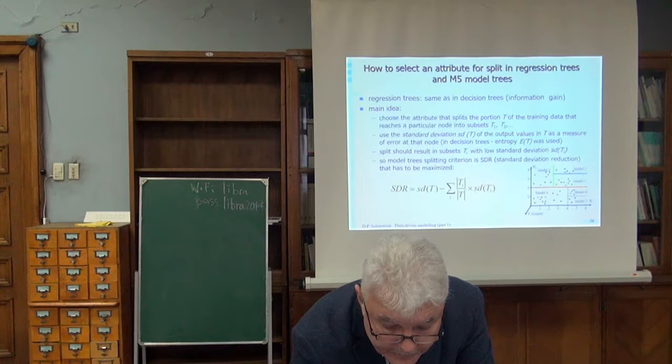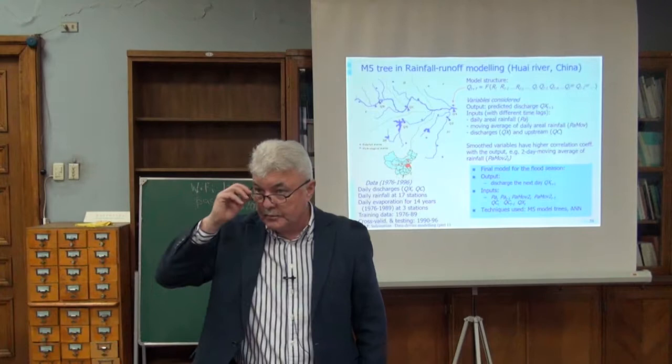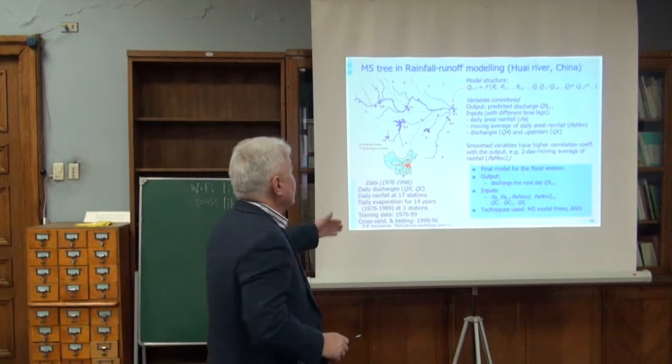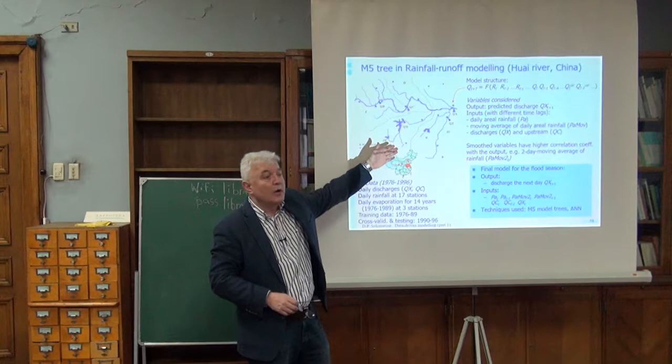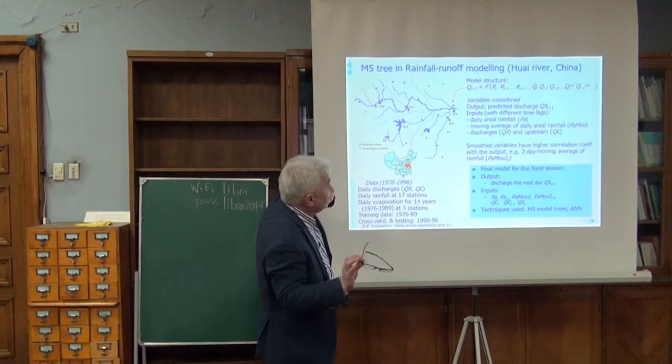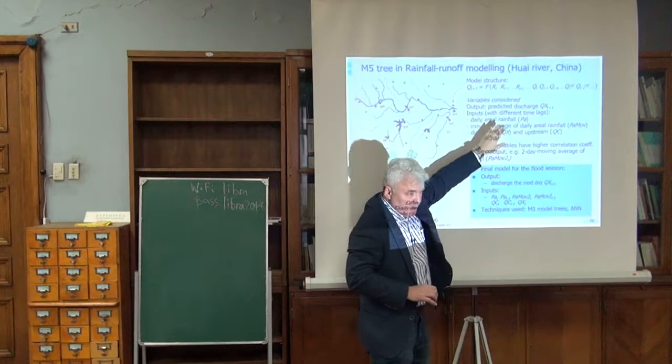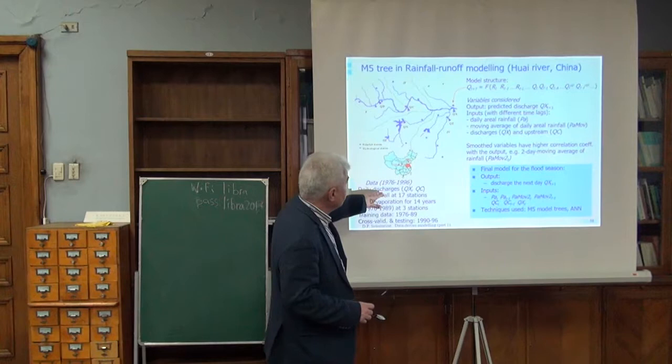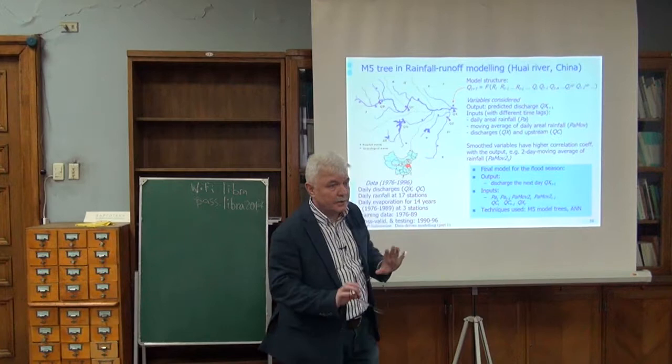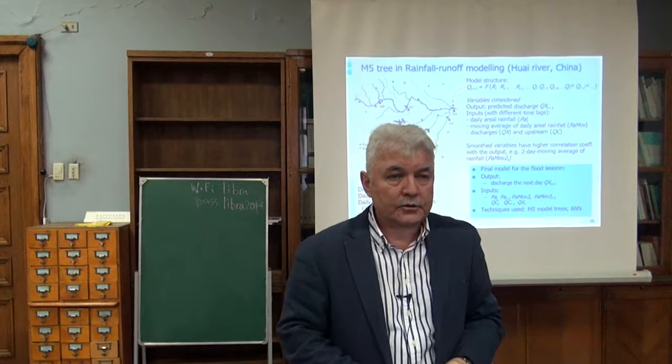This we did for the Huai River in China, by the way. One of the students, time flies, 12 years ago. So it's Huai He. He is a river, Huai River. You cannot say Huai He River because it will be Huai River River. So this is a very large catchment, and the student brought data, and we managed to build a neural network model and a model tree model that would predict the future values of flow at this point, knowing rainfall here. If you want to see the paper, it's published in 2003 in the Journal of Hydrological Engineering.